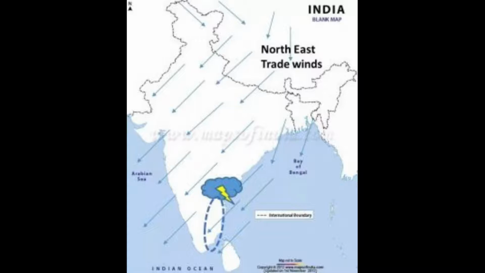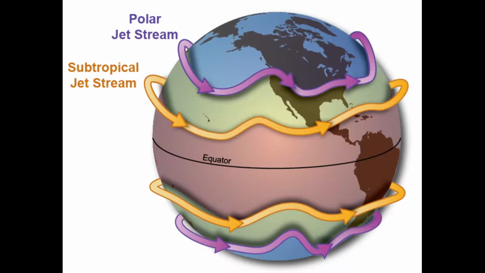Okay. There is another phenomenon which is known as jet streams and western disturbances. So jet streams are winds which are blowing at a speed of 250 to 400 kilometers per hour, and they are blowing at an altitude of 6 to 10 kilometers above sea level. Jet streams are also influenced by the Coriolis force.